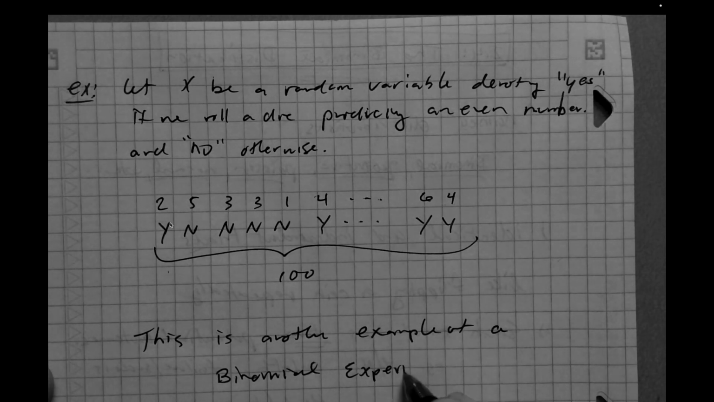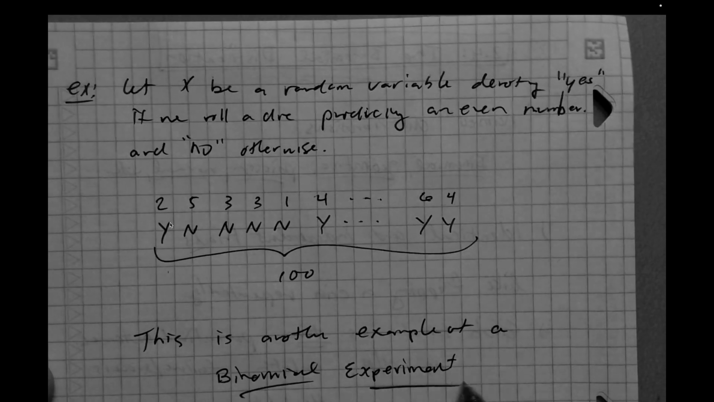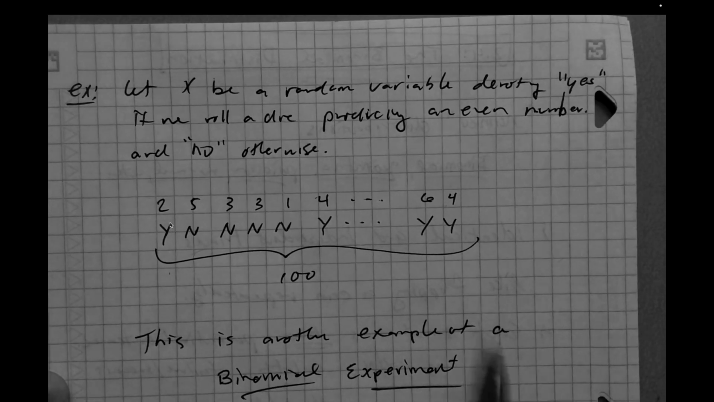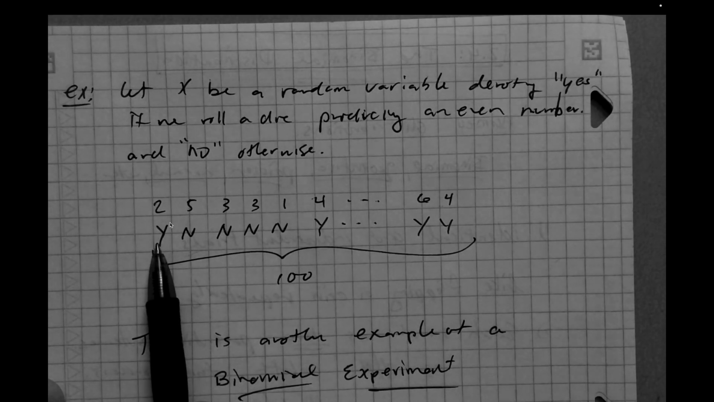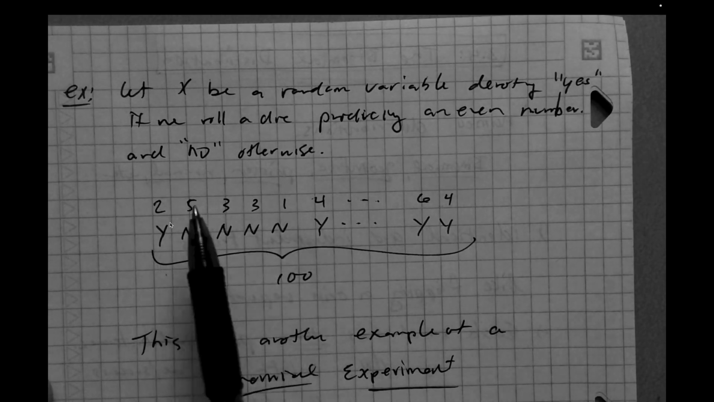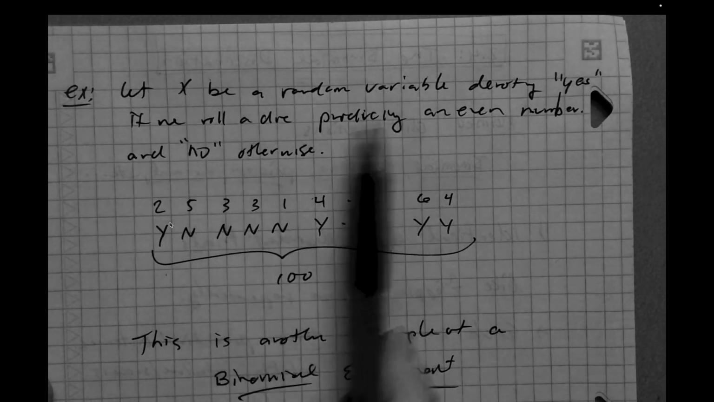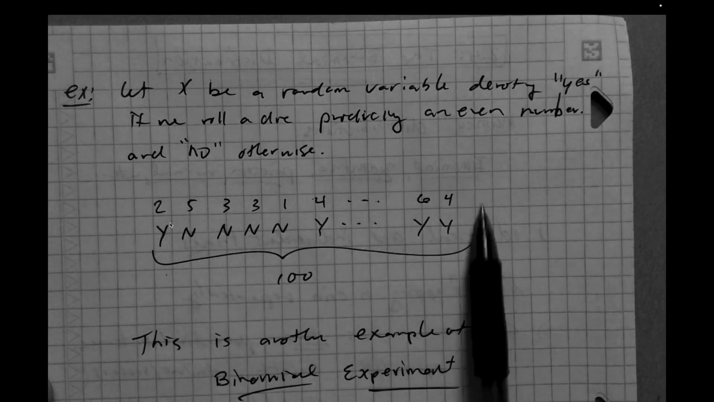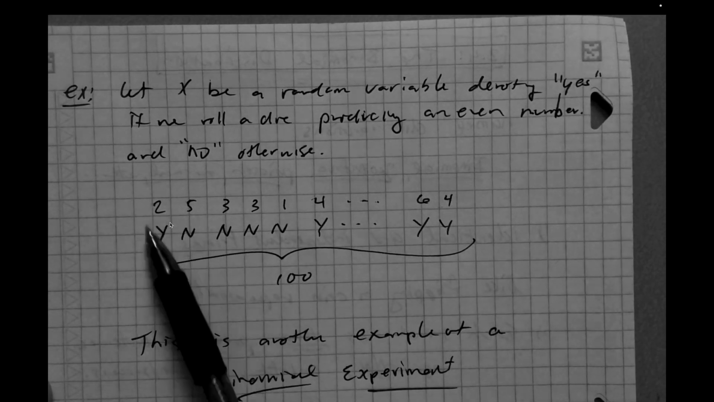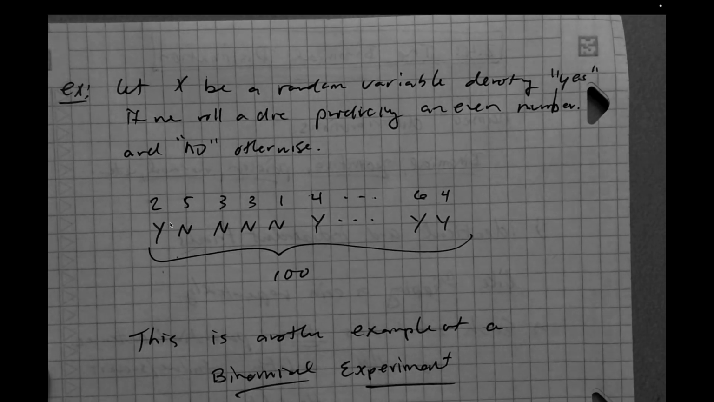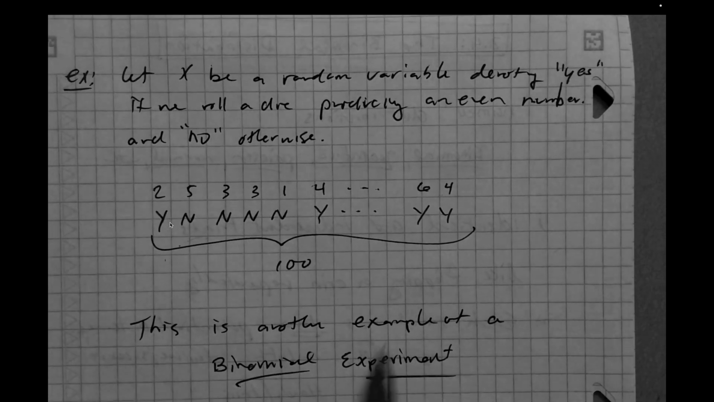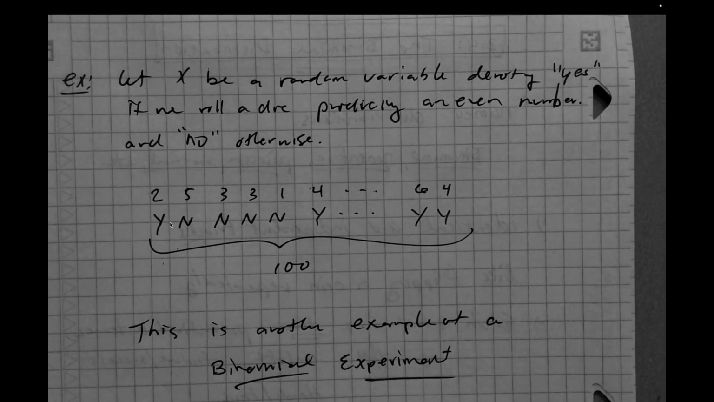A binomial experiment. All right, let's go through the checklist. We've got independent and identical trials. Each trial is just rolling a die. The way we've defined the random variable x, it's either yes or no. Even though there are technically 6 potential outcomes, 3 of them correspond to yes, 3 of them correspond to no. So there are 2 potential outcomes, and so this is another example of a binomial experiment.